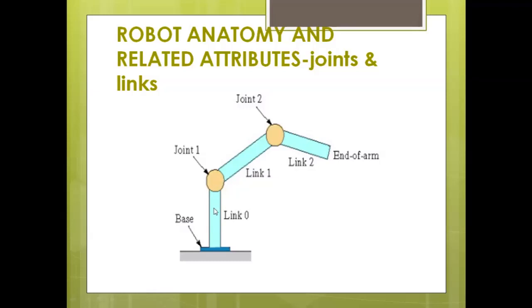Joints provide a relative motion between the input and output links. Joint 1 has two links: link 0 is the input link and link 1 is the output link. It gives the relative motion between these two links. Again, joint 2 provides a relative motion between link 1 and link 2. Here link 1 is the input link for joint 2, and link 2 is the output link for joint 2. At the end, we have the end of arm, that is the end gripper.